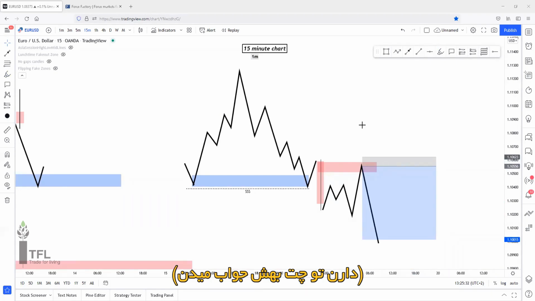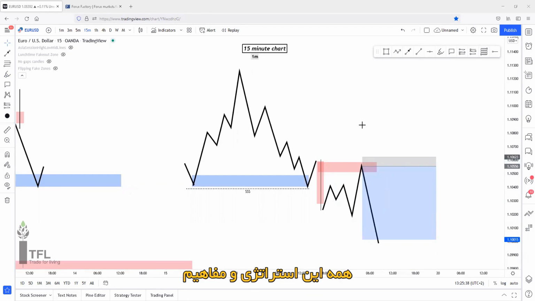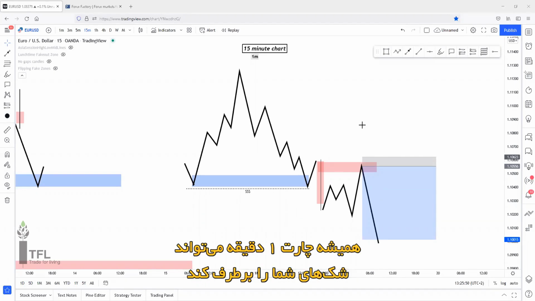Kazan, yeah. That's all. React. Once again, all of this strategy, all of these concepts are based on reaction, not on predictions, right? If you're in doubt, just wait for a clear reaction. Just wait for a clear confirmation. You don't have to predict. There's always the 1 minute chart, which can confirm all of your doubts.